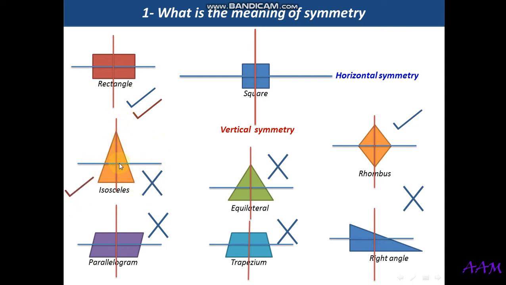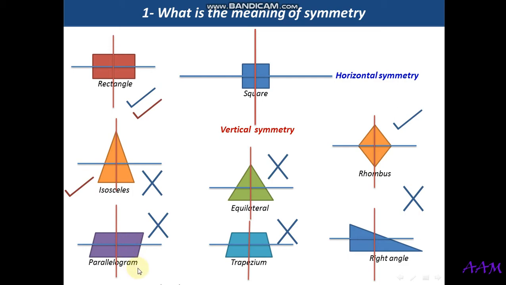Here, it doesn't have horizontal symmetry, but vertically yes, because as you see, the right side looks like the left side, just like a mirror. This is just like a mirror for this one, correct? So there is a vertical symmetry. So this triangle has no horizontal symmetry, but it really has a vertical symmetry.